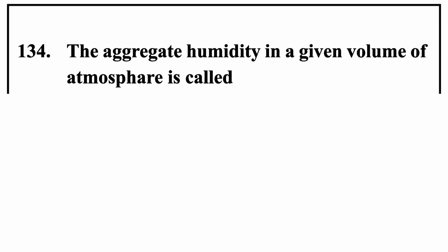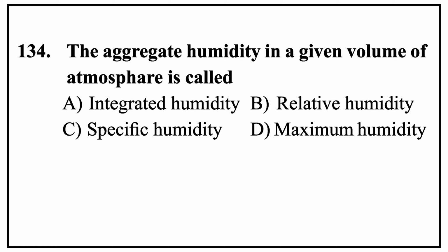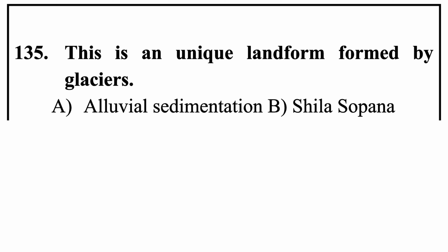134. The aggregate humidity in a given volume of atmosphere is called. Options are A. Integrated humidity, B. Relative humidity, C. Specific humidity and D. Maximum humidity. The right option is here A. Integrated humidity.